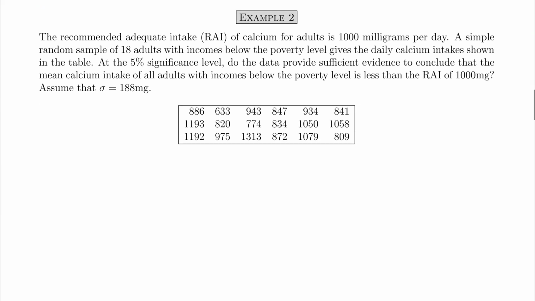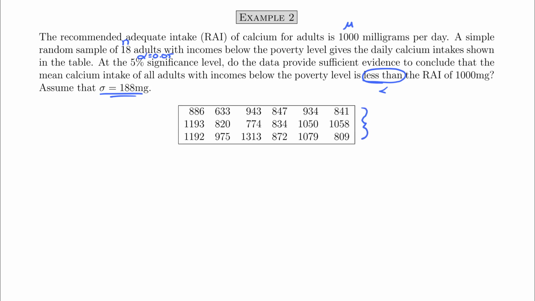Example 2 is, again, another one that we are familiar with. It's talking about the calcium intake for adults with incomes below the poverty level. So let's go ahead and label what we know. We see here that mu is 1,000 milligrams. Our sample size is 18. We have an alpha of 0.05. It's less than, so we're looking at a left-tailed test. And our sigma is 188 milligrams.